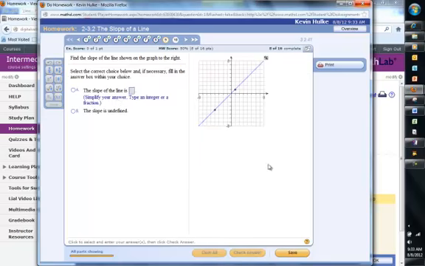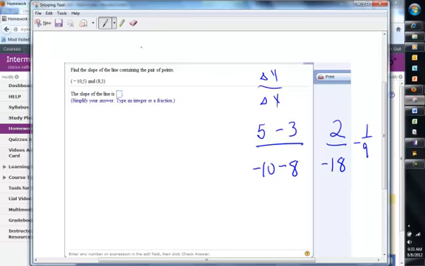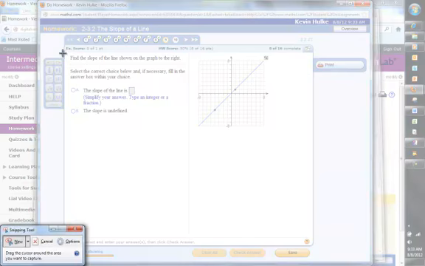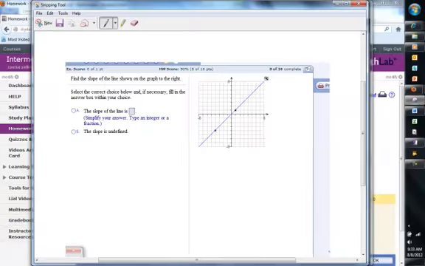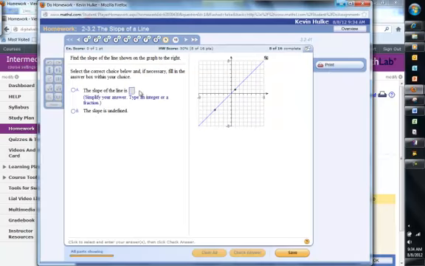Okay, find the slope of this line. Now, when they give us 2 points, we can just see how much the y changes: 1, 2, 3, 4, 5. How much does the x change? 1, 2, 3, 4, 5. 5 over 5, which is 1. The slope is 1.